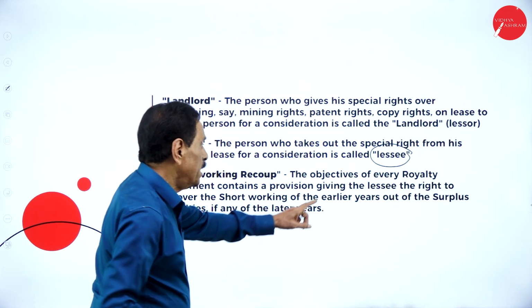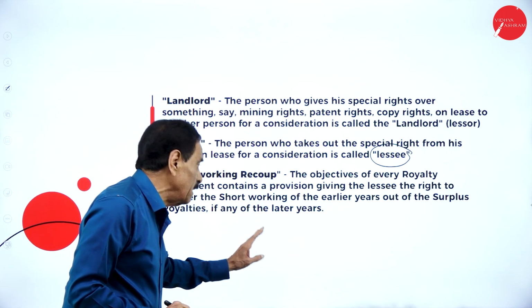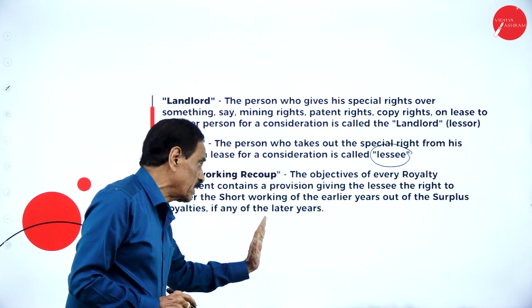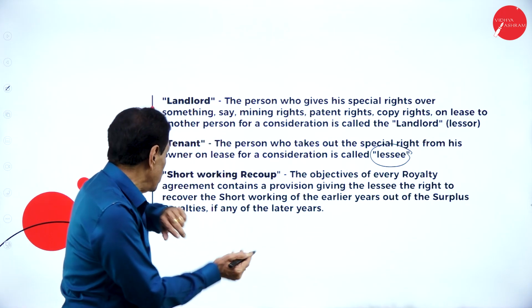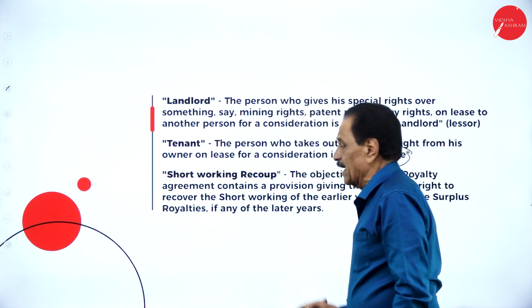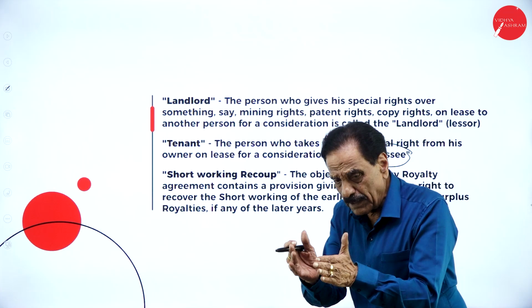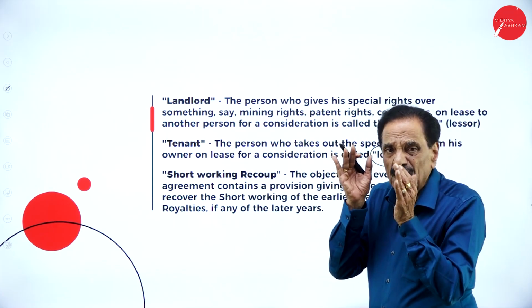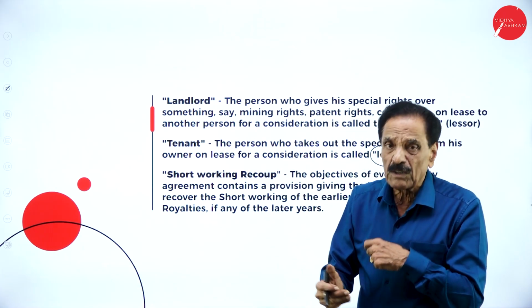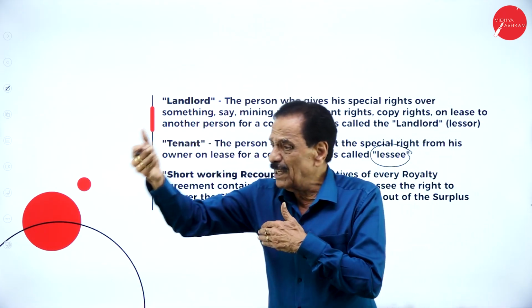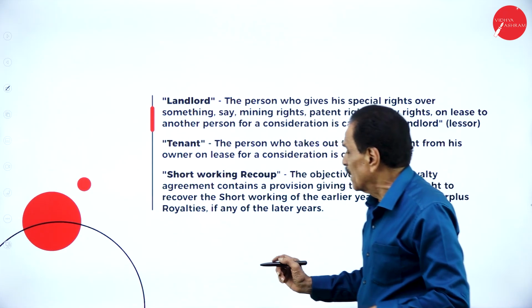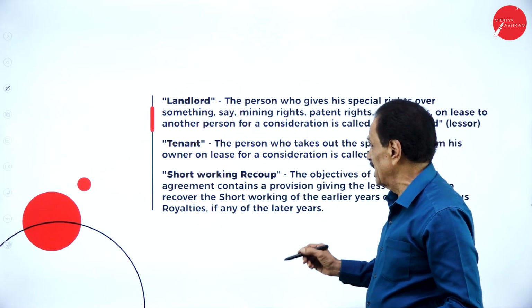Recoup. Every royalty agreement contains a provision giving the lessee the right to recover the short working of the earlier years out of the surplus royalty of any later year. Short working means the minimum rent is more and the royalty is less. Whatever short working comes can be recovered by the lessee out of the surplus of the royalty. If the royalty is more, whatever the short working is can be recovered in the later years.